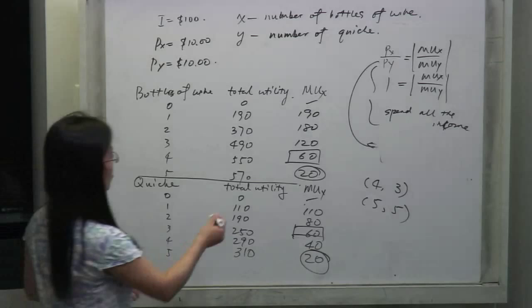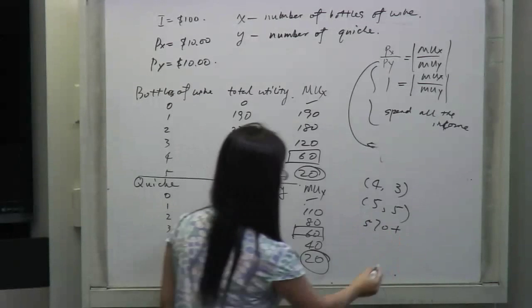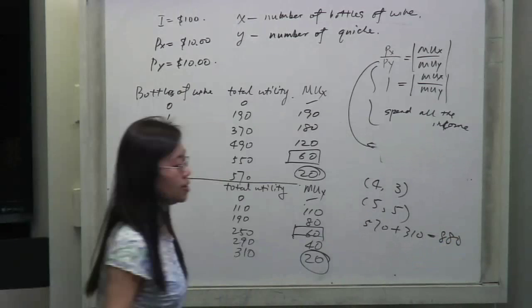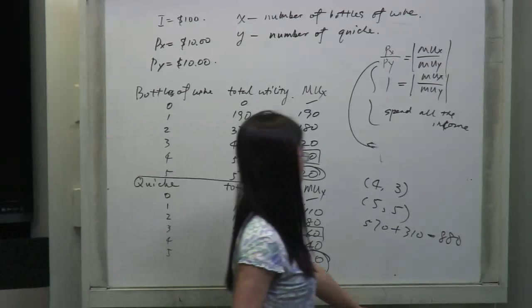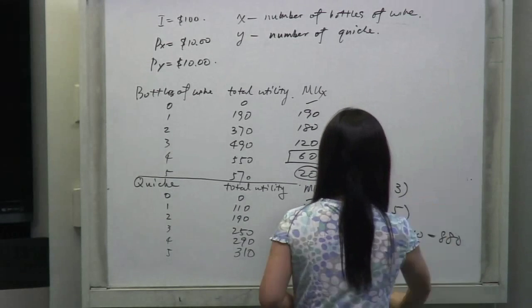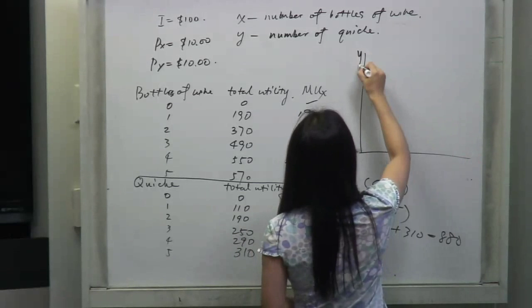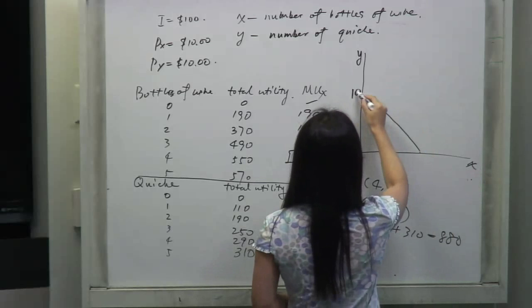Now, question is, what is your maximized total utility? What is your total utility when you're... Five seventy plus three ten. That's the highest utility level you can get from this consumption. Got it? Alright. Okay, we have the mathematical answer. This is 10, this is 10.